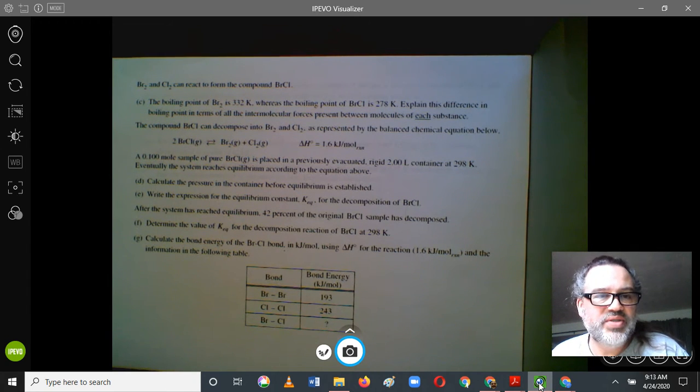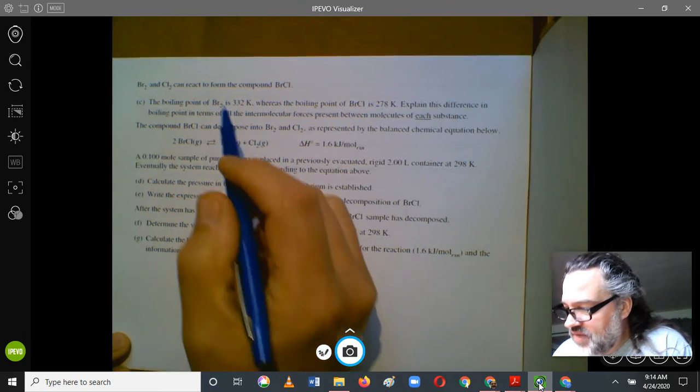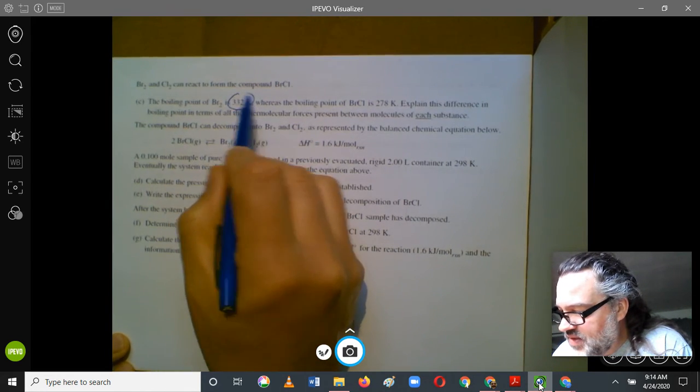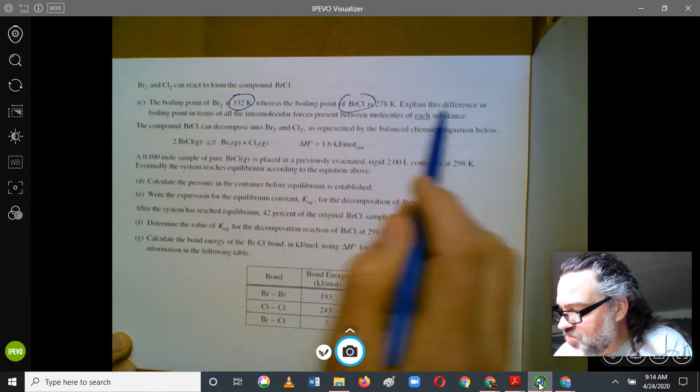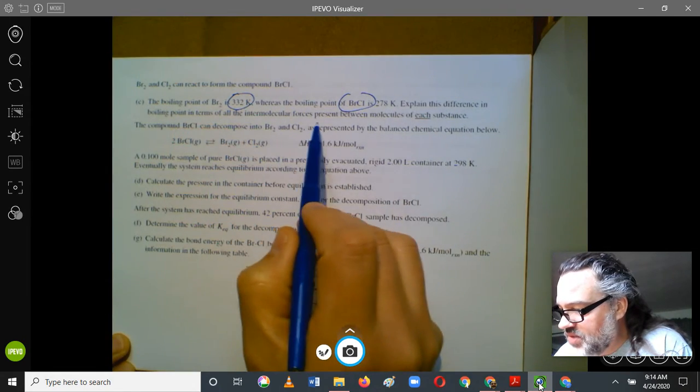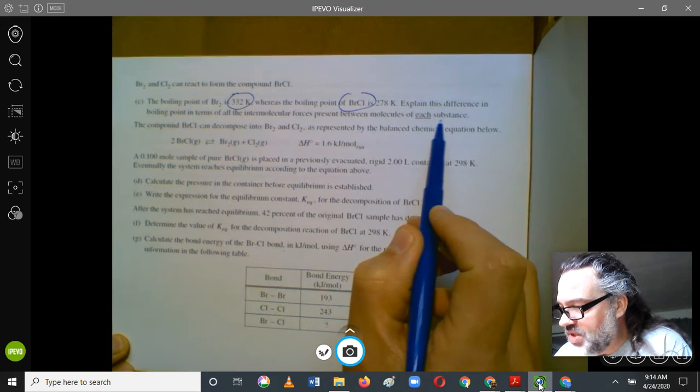And then look at questions C, D, E, F, and G. C is going to be about boiling points and structure. D, E, and F are going to be about equilibrium that you can see set up. And G is going to be about bond energy. So let's go through this and think about these. In C, what we have is a boiling point of this, and we're told to explain the difference in boiling point in terms of intermolecular forces present between each substance.